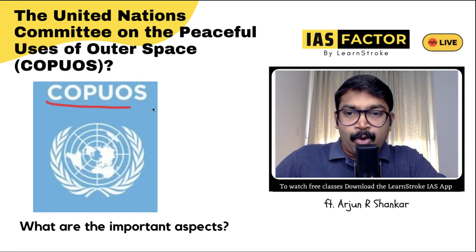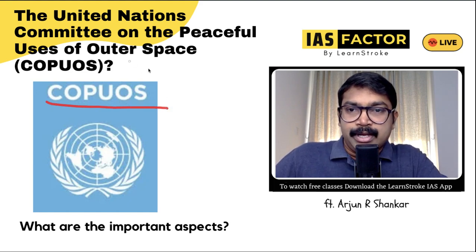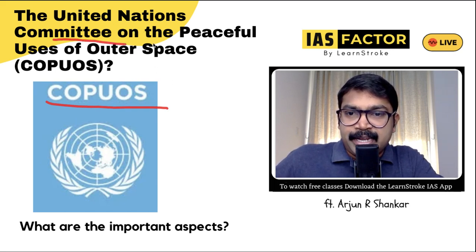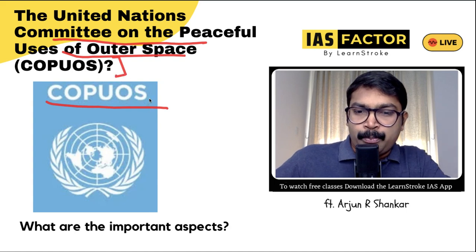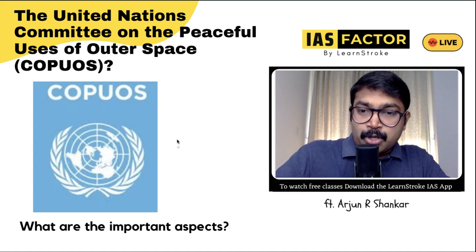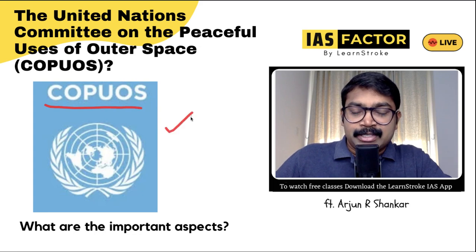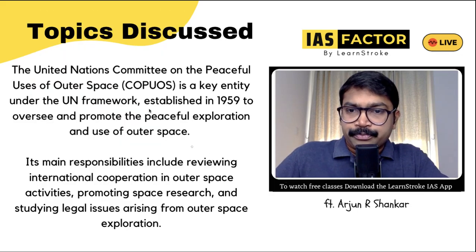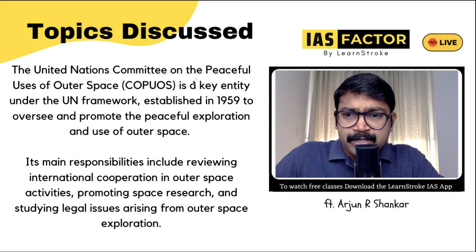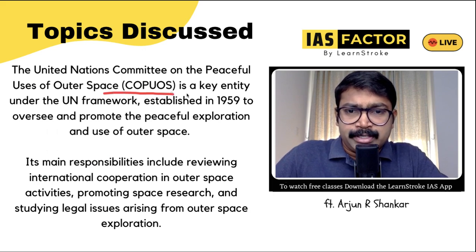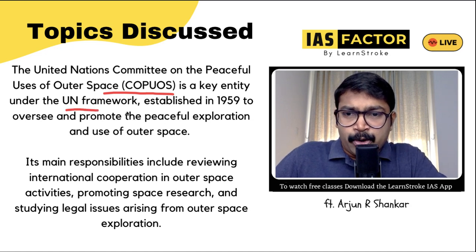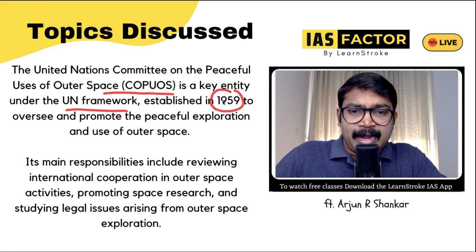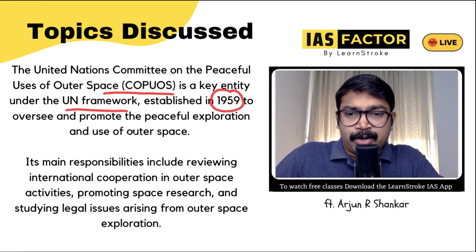And what is COPUOS, the United Nations Committee? So please understand it. The Committee on the Peaceful Uses of Outer Space is UN COPUOS. Many of you might not have heard about this organization. Please know about it. We are discussing science and technology and space. It's very important that you know about all these concepts. So again, the United Nations Committee on the Peaceful Uses of Outer Space, COPUOS, is a key framework under the UN. It was established in 1959 to oversee and promote the peaceful exploration of outer space.